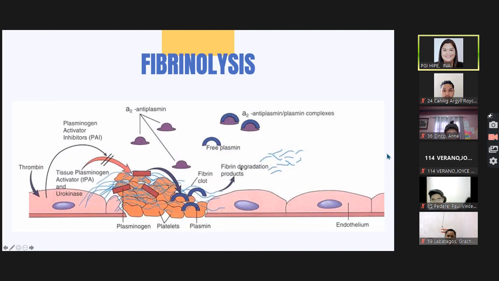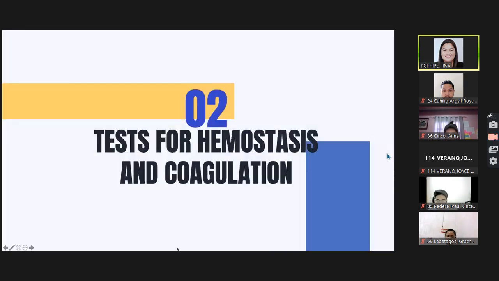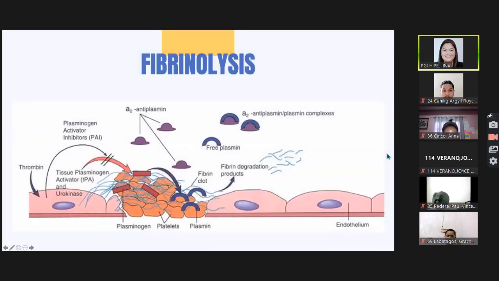So you have here, sorry, I hope you can see the illustration. So we have here fibrinolysis, we destroy the fibrin. Fibrinolysis destroys the fibrin. So this will produce fibrin degradation products, which can be measured in the blood already.